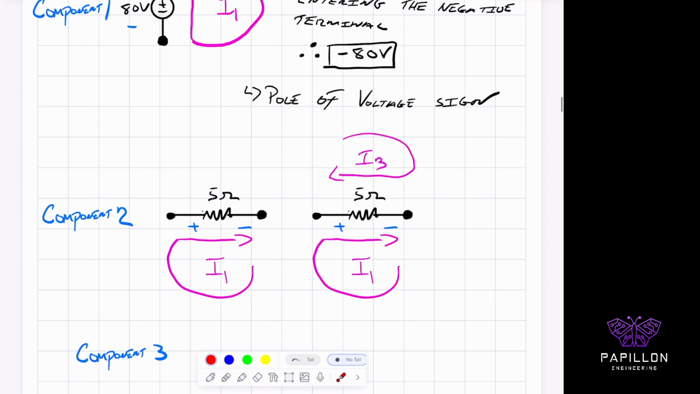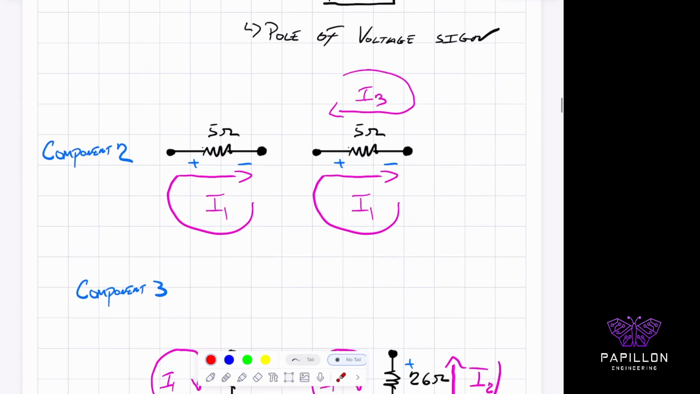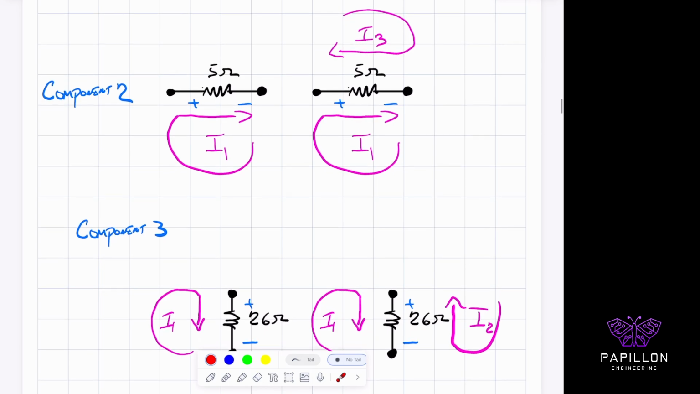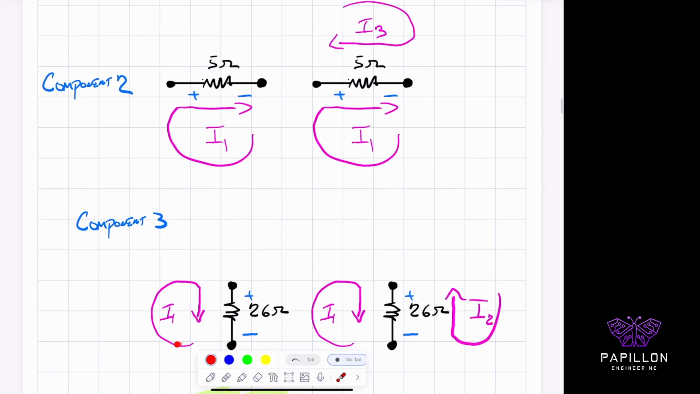What I expressed in a prior video as well is that with the current leading in this direction, because a resistor is a passive device, it will take the sign of positive going into that component. So again, as the current goes around, it takes that sign of positive as what it sees first. And same strategy with the 26 ohms. It's going around, so the first thing it sees when it identifies it is that 26.